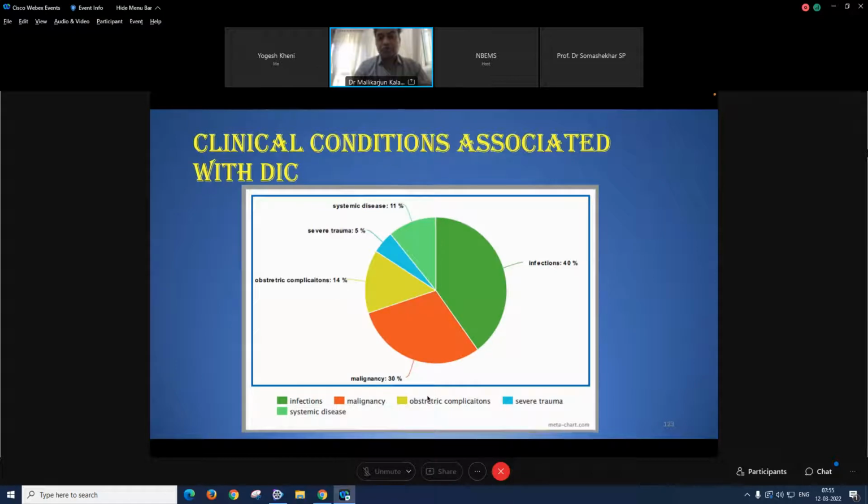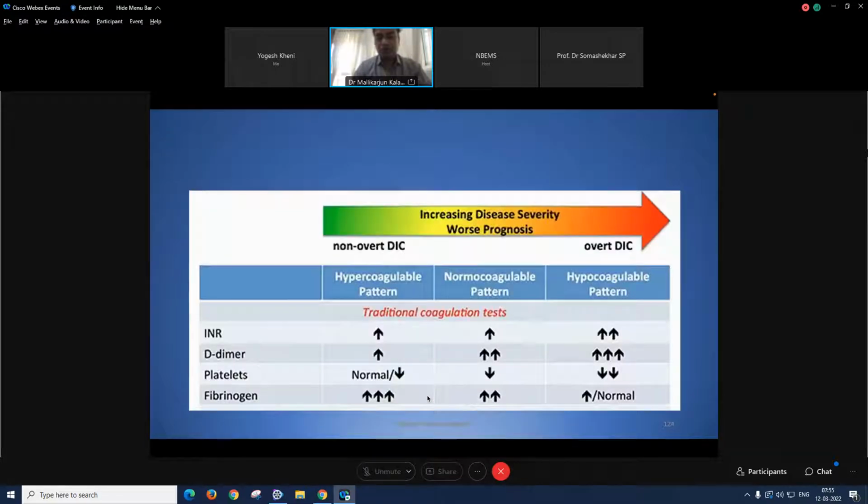Most common causes: 30% are because of malignancy, and obstetric reasons account for 15 to 20%, but sepsis and DIC secondary to a bad infection is much more common, both in pre and post-op situations.